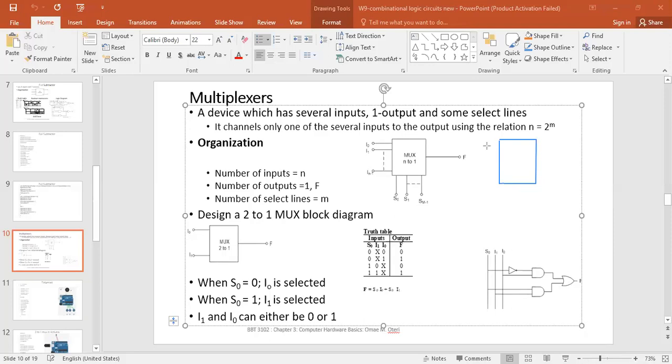So you have four inputs and two select inputs. How many outputs? One. Yeah, we have just one output. That's correct. Always, when you're dealing with a multiplexer, you need to know that you deal with just one output.